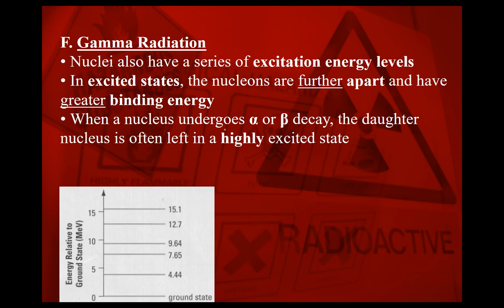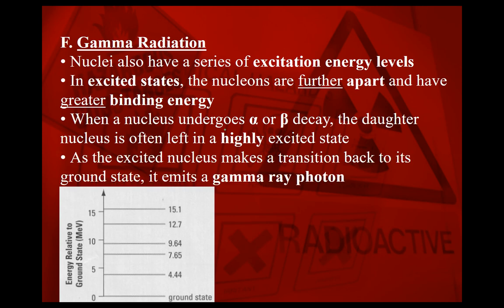And then, in the highly excited state, the nucleons are far apart, and they want to move to a state where the nucleons are closer together. As the nucleons rearrange themselves and move to a more optimal configuration in the ground state, they're going to emit a gamma ray photon. Okay, I'll make up a really fake, easy example.